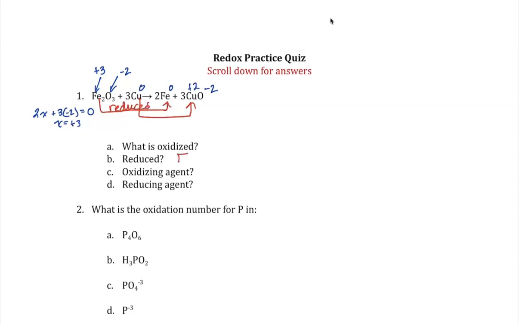So when I answer this, I'm going to answer Fe, and I'm going to answer it with the charge that it has on the left-hand side of the reaction. What is oxidized then is the other one, which is Cu.